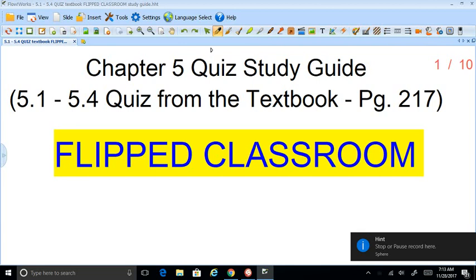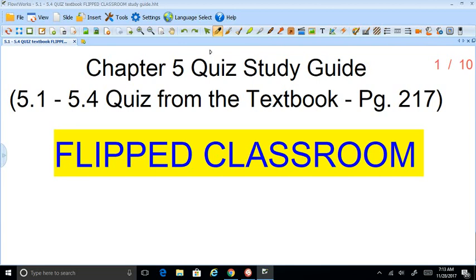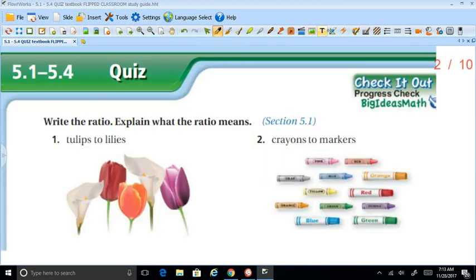This is for sections 5.1 through 5.4, and we're going to go through the quiz that can be found in your textbook on page 217. Have out a sheet of paper and a pencil, and pause the video as you get to each problem. Solve them before I do, and then listen as we go through them to find the correct solutions. So let's start with numbers 1 and 2.